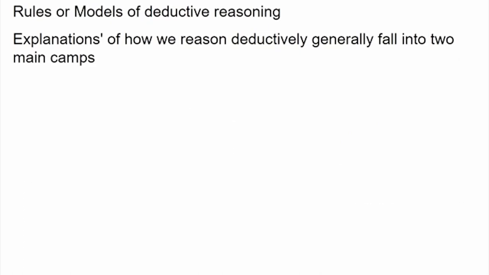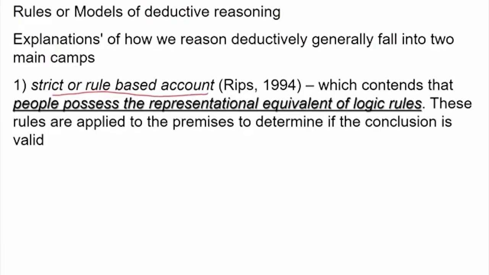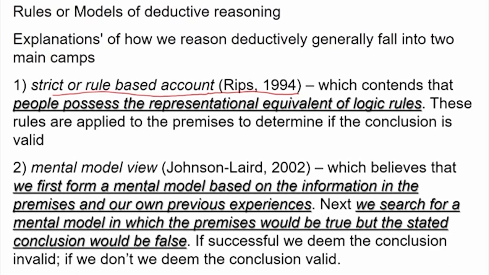So, there are several rules or models of deductive reasoning. Explanations of how we reason deductively generally fall into 2 different camps. One says that there are strict rule-based accounts. Now, what does it say? It says that people possess certain representations equivalent to logical rules. So, people have these representations of logical rules in their head, and that makes them go ahead and perform on the reasoning task or come up with solutions. So, if a conclusion is valid, we use these logical rules.